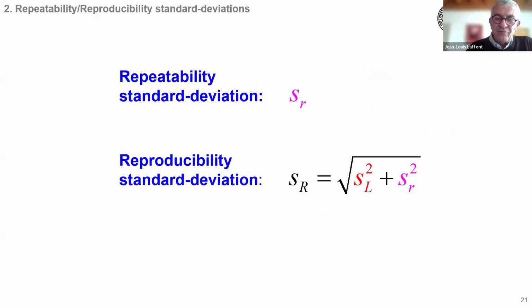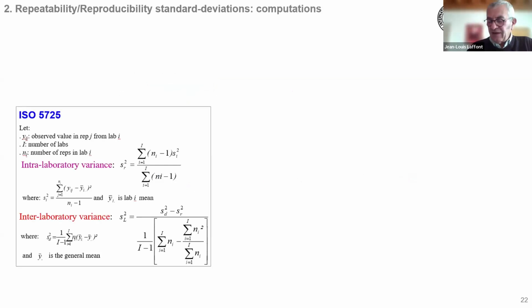Now, to compute them, there are some recommendations in the ISO 5725 standard. Okay, so you have some equations to derive these estimates of the repeatability and reproducibility standard deviation. But there is a much more flexible way to do the computation.